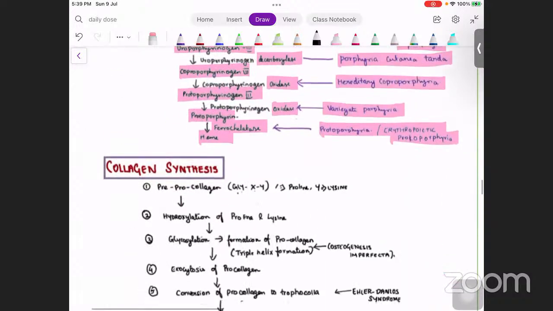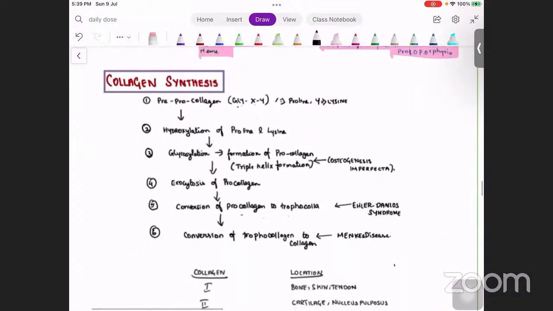Next to the heme synthesis, the second high-yield area is your collagen synthesis. Speaking about collagen synthesis, we have the pre-pro collagen. Pre-pro collagen contains glycine with another 2 amino acids. Most probable amino acids could be proline and lysine. And the pre-pro collagen will undergo a lot of sequences to form a procollagen.